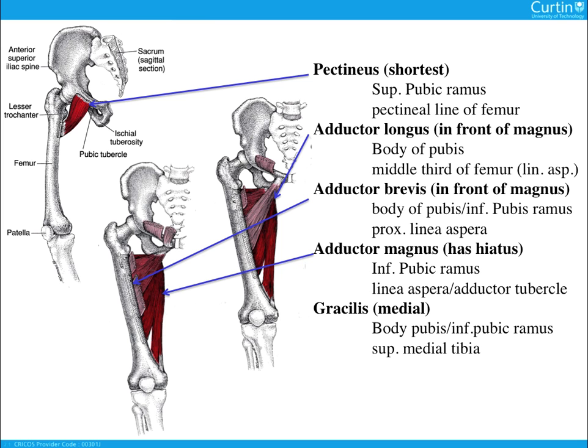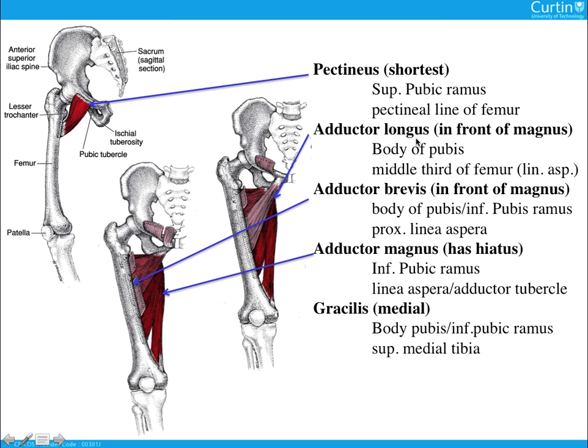It goes from the pecten pubis on the superior pubic ramus of the pubic bone down to the pectineal line of the femur. Weak flexor, weak adductor of the hip. Here we have the adductor brevis that you can see here. And the adductor brevis will go from the body of the pubis down to the proximal linea aspera.